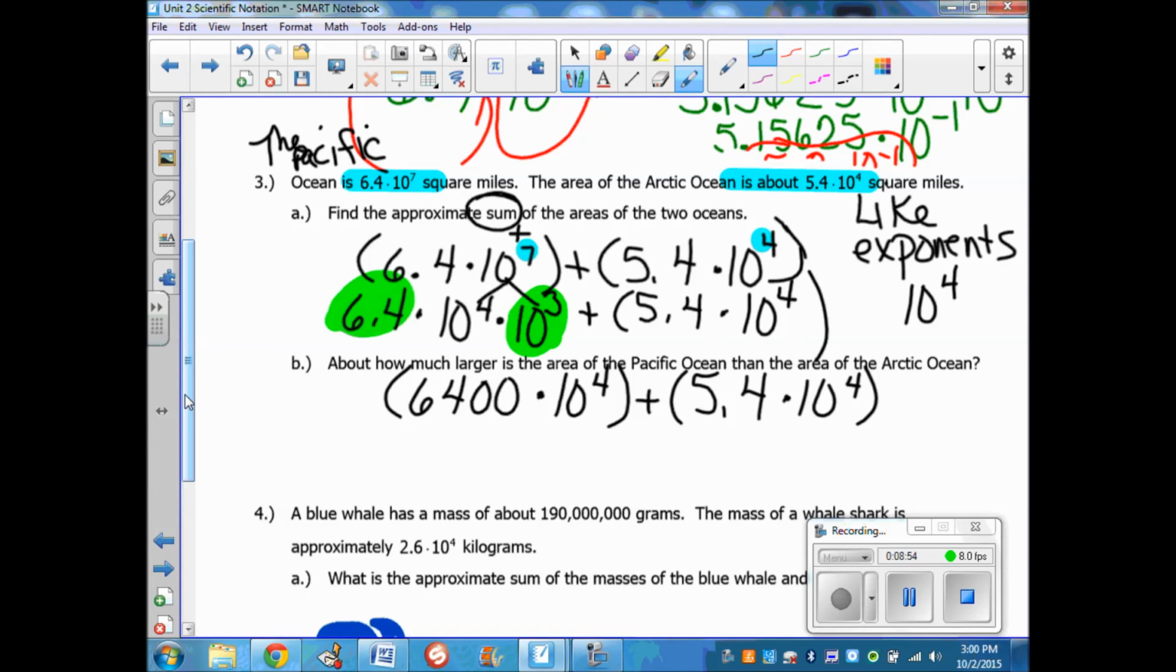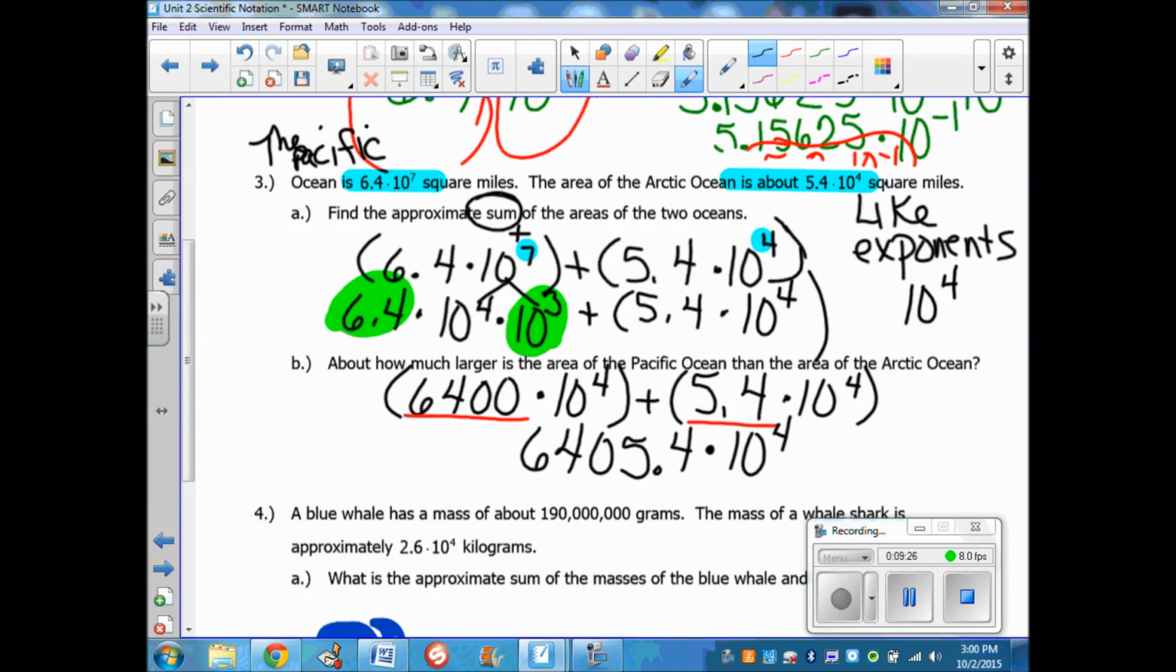So I'm going to add my coefficients. That's 6,400 plus the 5.4. So I should get 6,405.4 and leave the exponent alone because we worked so hard to get it, so it's 10 to the 4th. Now let's ask ourselves, is 6,405.4 in proper standard scientific notation?